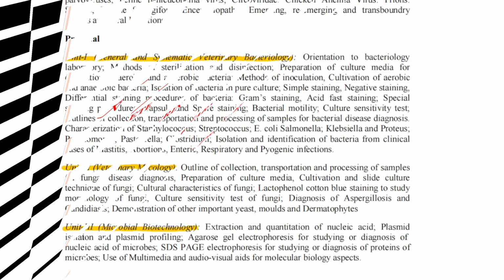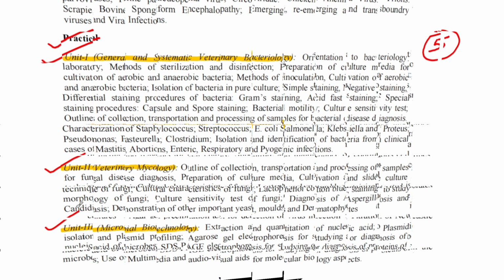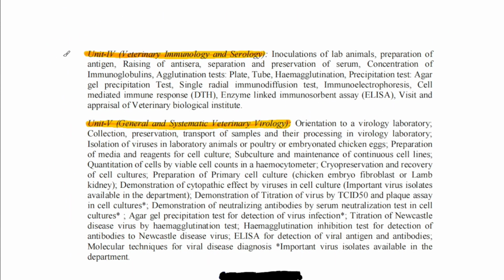Now moving on, we will discuss the syllabus for the practical portion of veterinary microbiology. For the practical portion, in total we have 5 units. The first unit deals with general and systemic veterinary bacteriology. The second unit deals with veterinary mycology. The third unit deals with microbial biotechnology. Moving on, the fourth unit deals with veterinary immunology and serology, and unit number 5 deals with general and systemic veterinary virology.